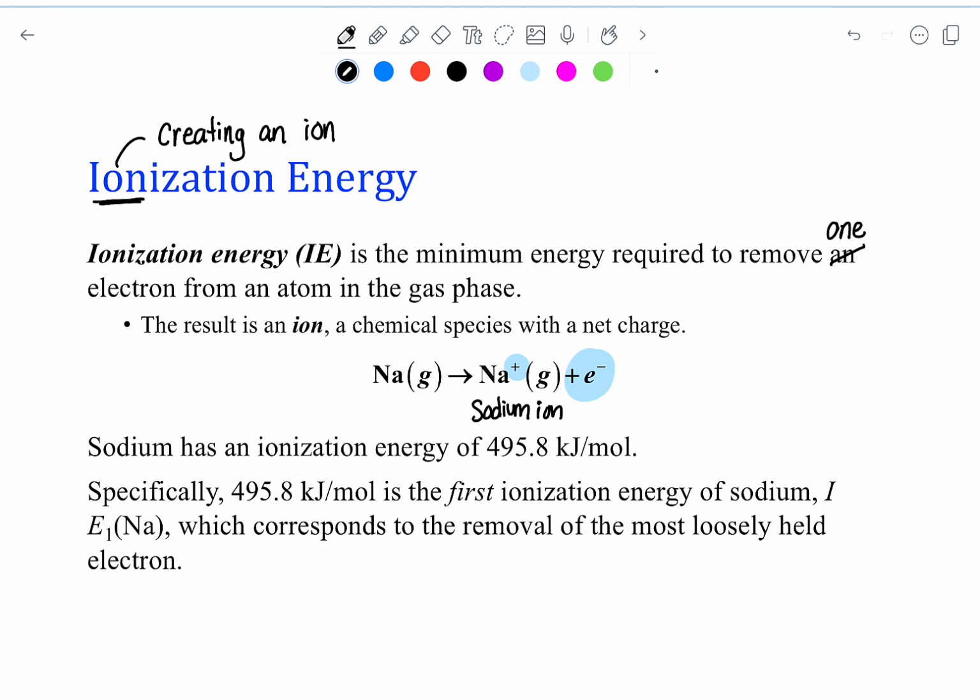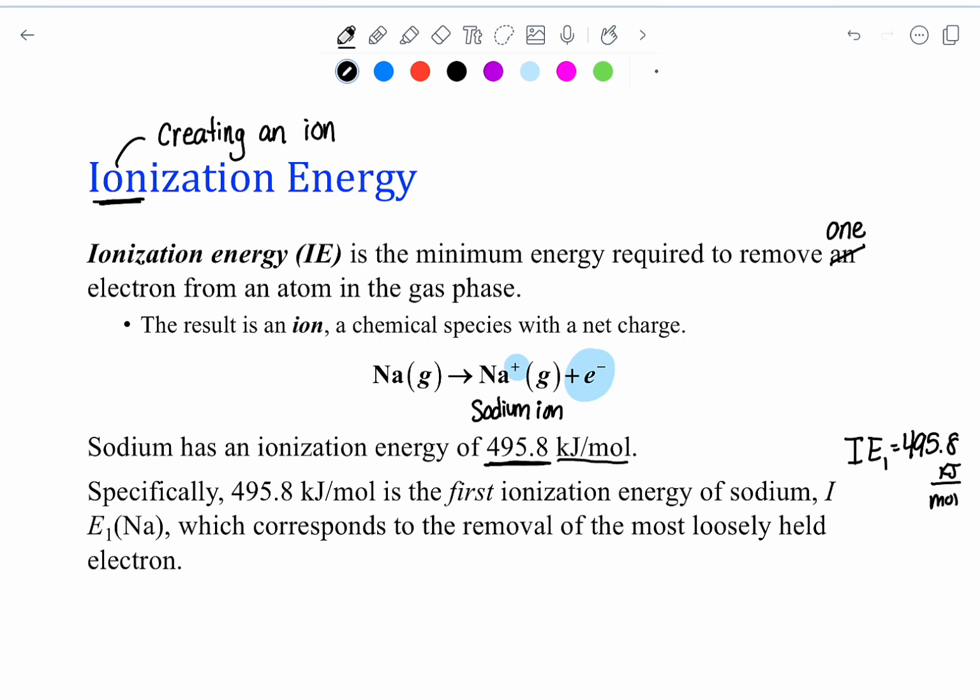We can quantify our ionization energies, and those have units of kilojoules per mole. Remember from our previous chapter that joules is a unit of energy, and we typically see it in kilojoules rather than in just joules because it's a lot of energy. So the amount of energy that it takes to pull off one electron is 495.8 kilojoules per mole. Now this is the first ionization energy of sodium, so IE sub 1 is equal to 495.8 kilojoules per mole.